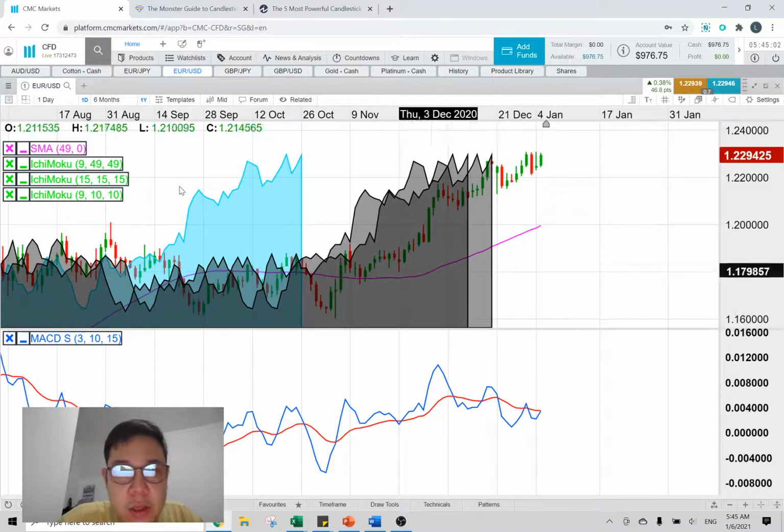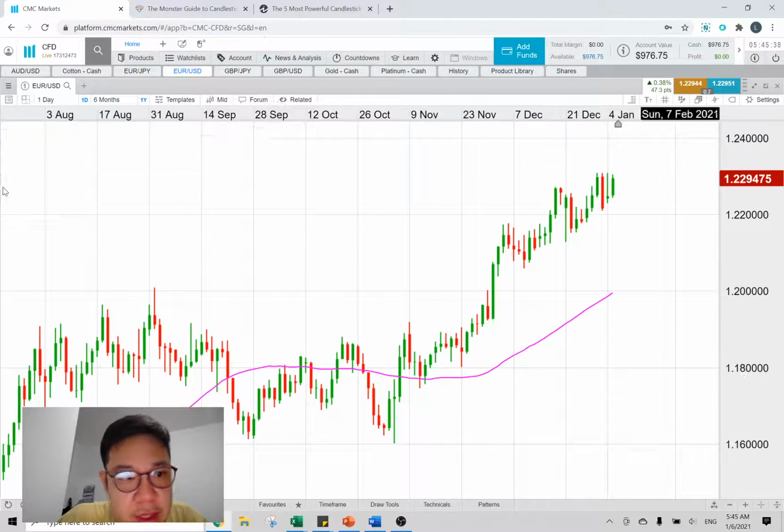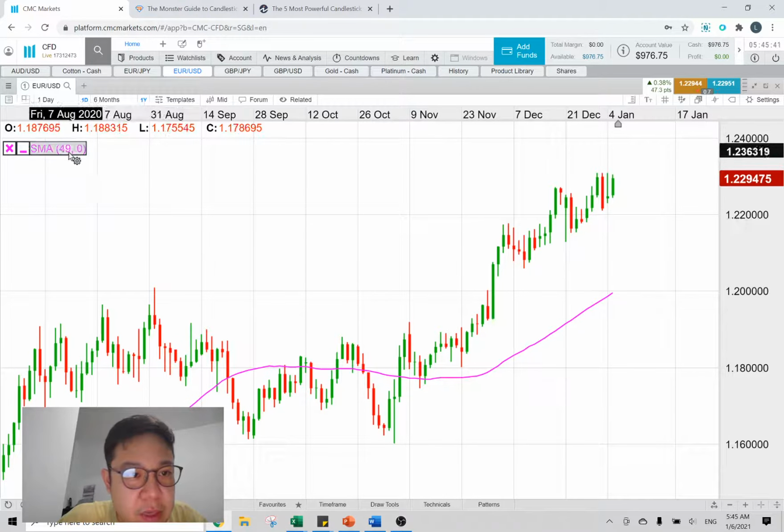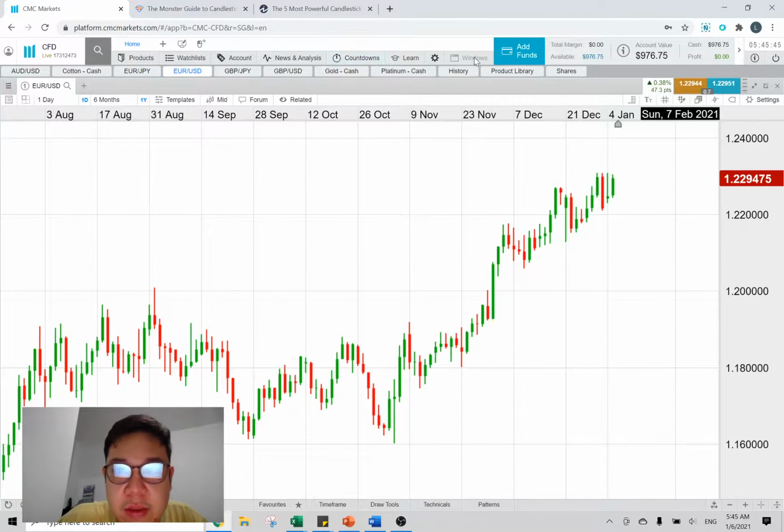So how I see the trend, right, is this thing called the SMA. This purple thing, 49.